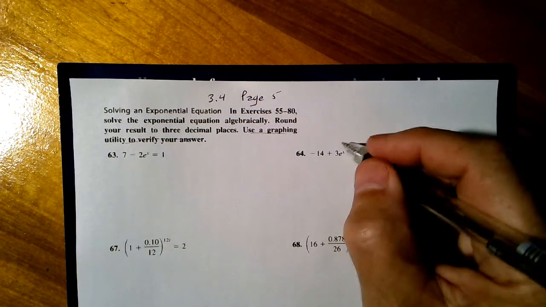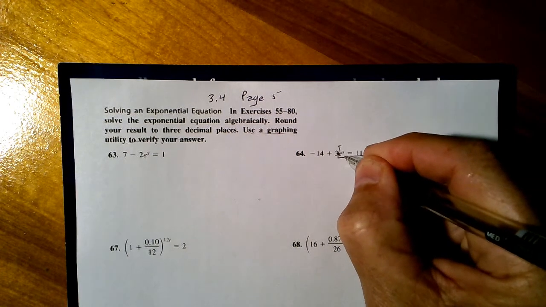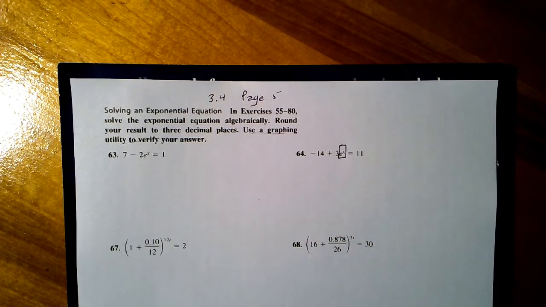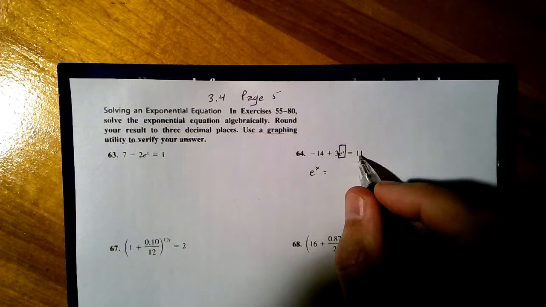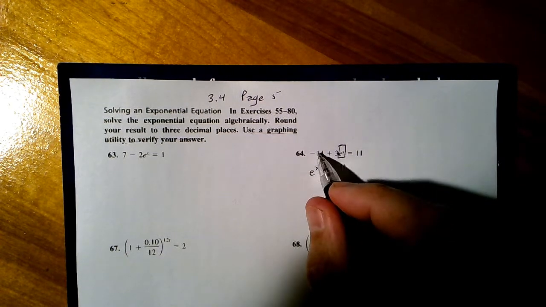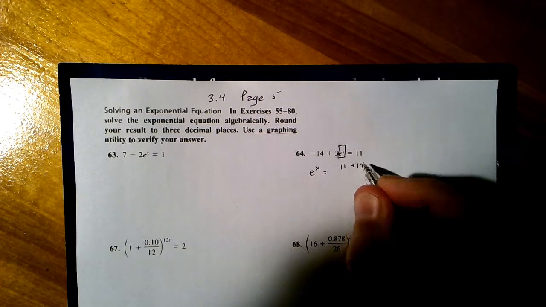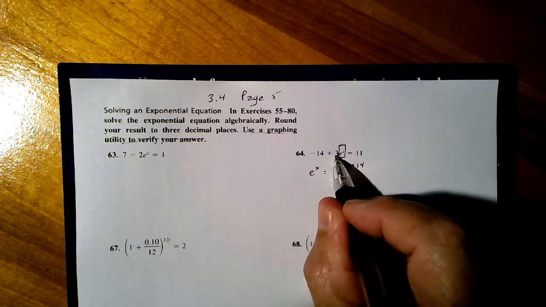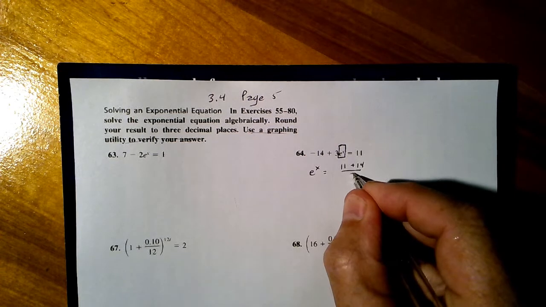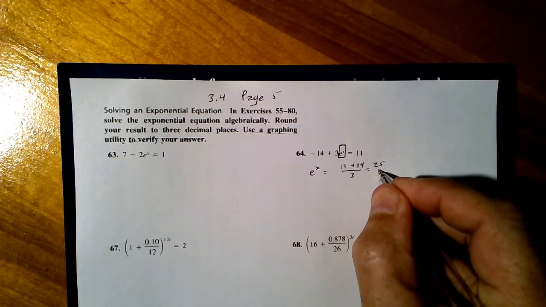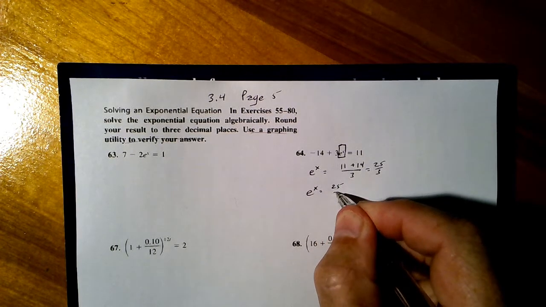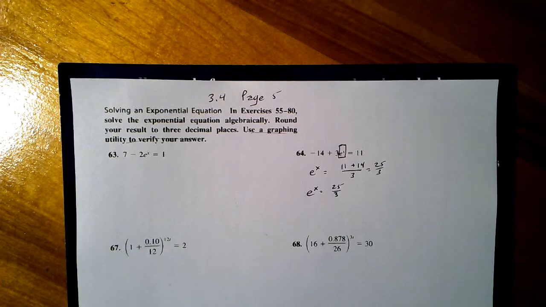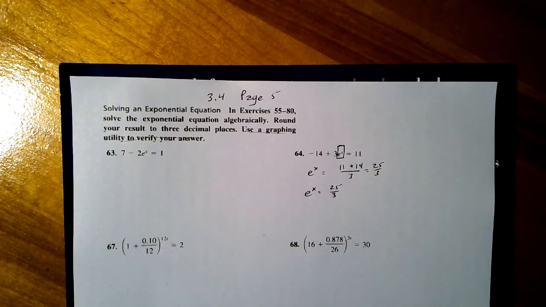So my biggest troublemaker is this right here. I would like to get e to the x alone. So to get e to the x alone, it was minus 11 over here. I needed to add 14, and then after I add 14, I need to divide the result by 3. That is 25 on 3. So I've got e to the x equals 25 on 3. And now I've just turned a page 5 problem into a page 3 problem.